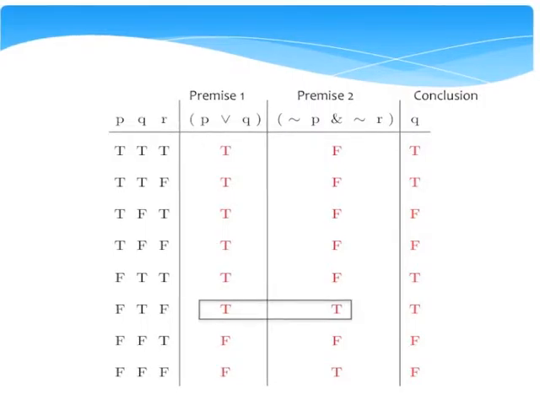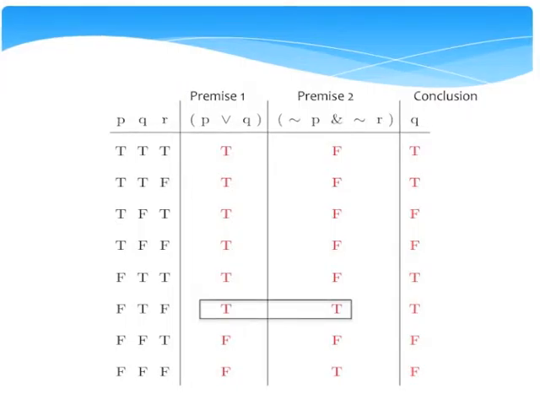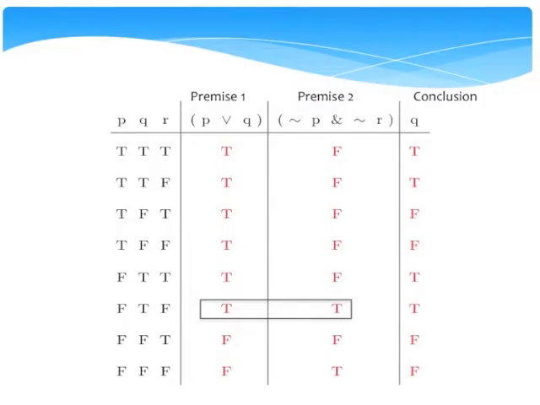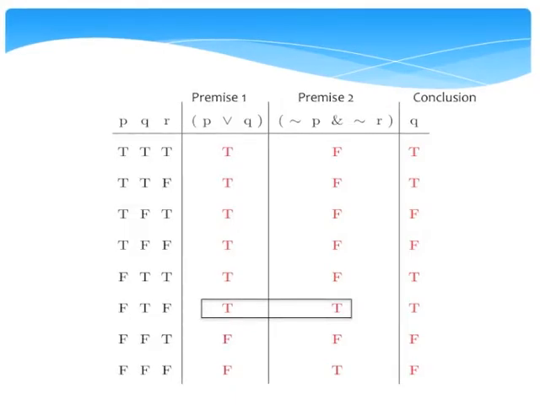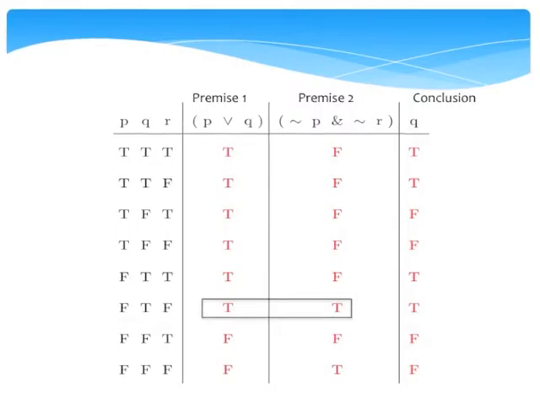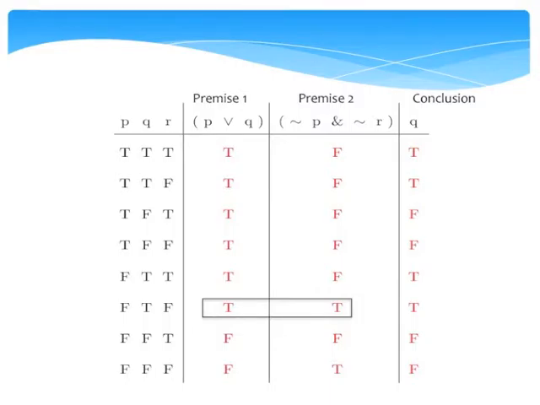Now remember that an argument is valid if and only if it's impossible for the premises to be true and the conclusion to be false, right? And an argument is invalid if such a thing is possible. That is, an argument is invalid if it has a counterexample, where a counterexample is a case where the premises are true and the conclusion is false at the same time.